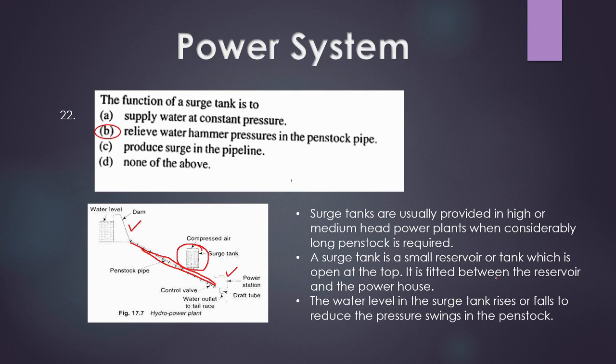The source tank will be open at the top, and it is fitted between the reservoir and the powerhouse. This is the reservoir and this is the powerhouse. In between there is the source tank. The water level in the source tank rises or falls to reduce the pressure swings in the penstock. So to avoid the pressure swings in the penstock, the source tank is used. So the answer will be B.